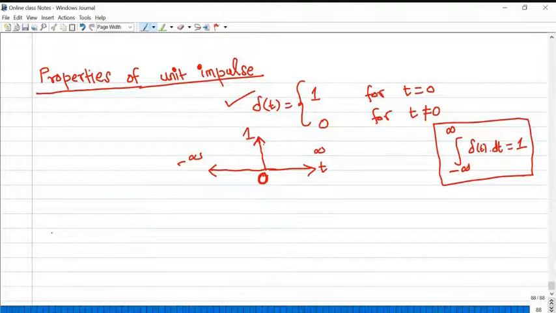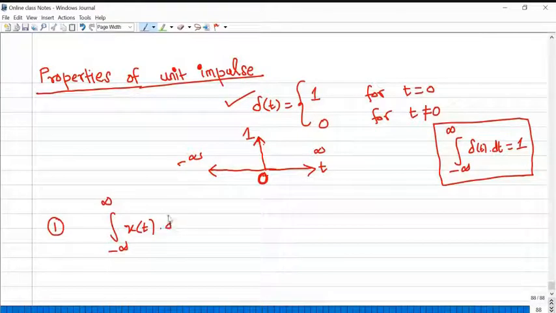So what are the properties of this unit impulse signal? First property: the integration over minus infinity to infinity. If we multiply any signal x of t with del of t, that is, x of t del of t dt, then you will get the result x of 0.